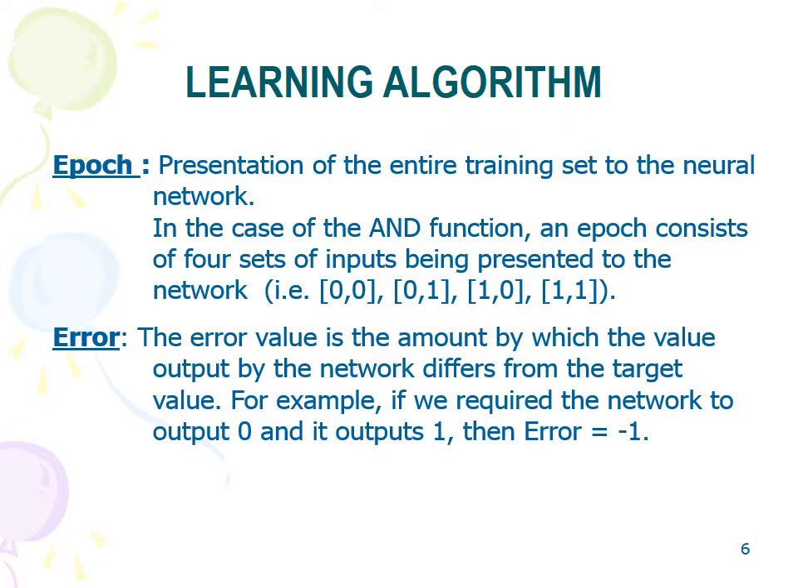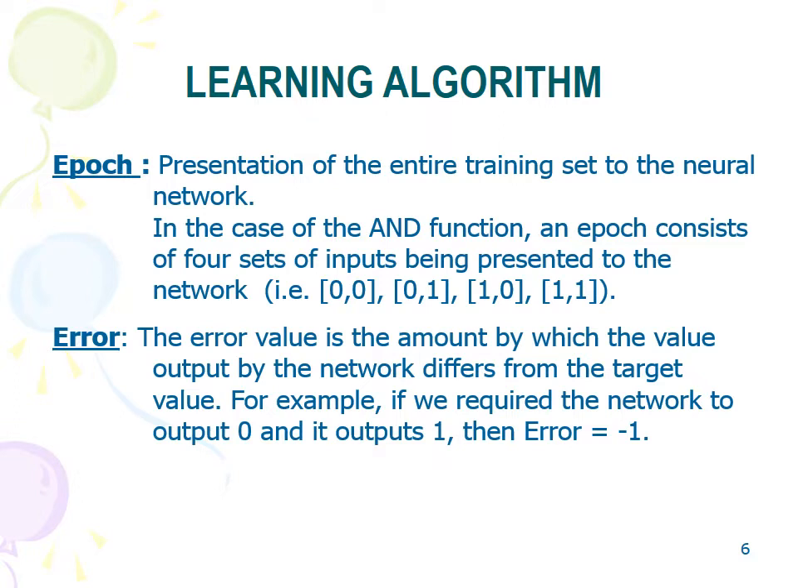For example, if you are using zeros and ones, the combinations 0,0, 0,1, 1,0 and 1,1 in the case of the two-input AND function, this kind of iteration will be presented to the network. So the approach consists of 4 sets of inputs being presented to the network, the entire training set, in the case of the AND function. In the case of the OR function, it depends upon the output.